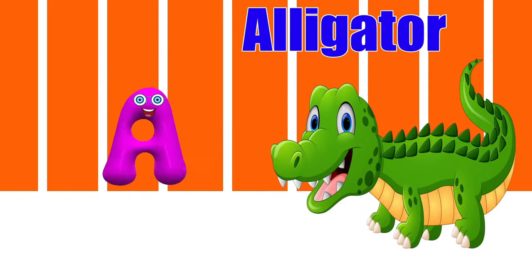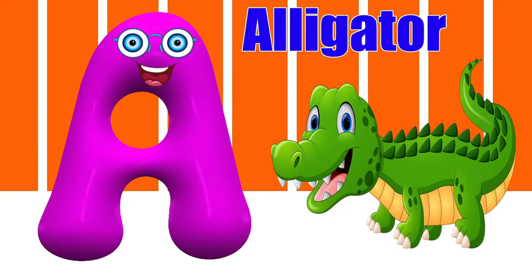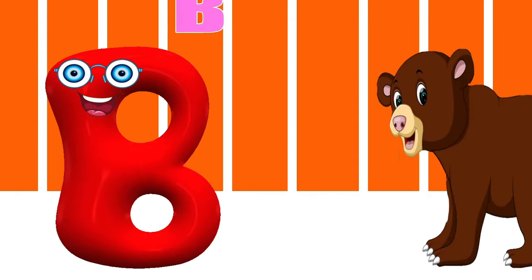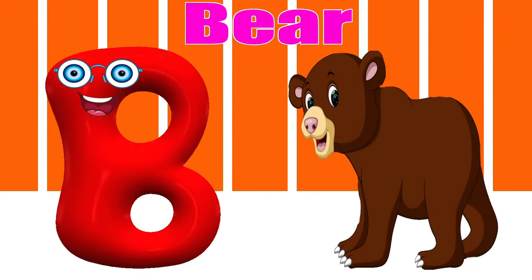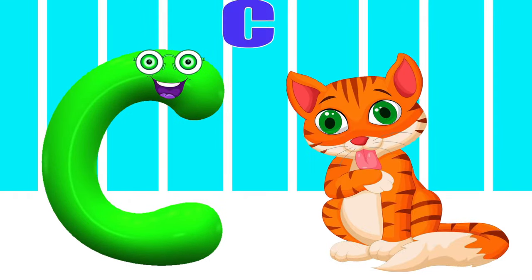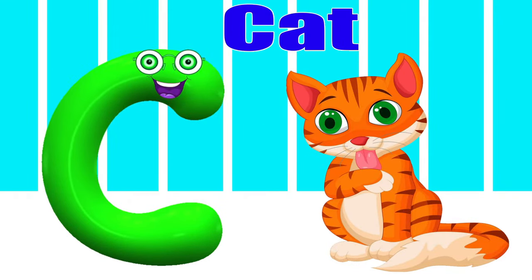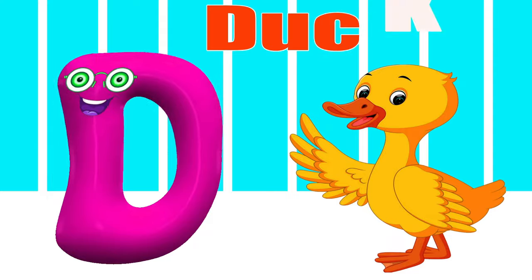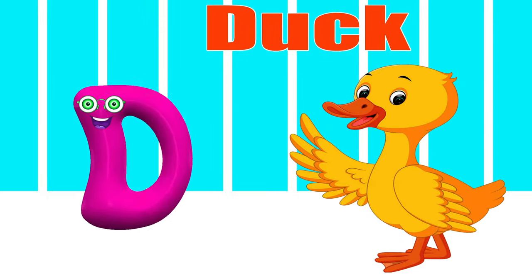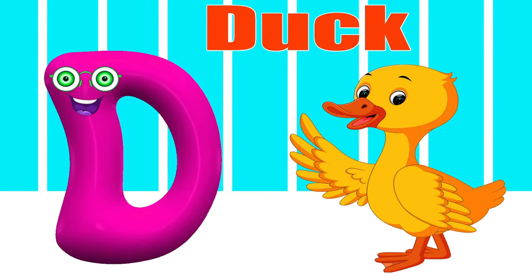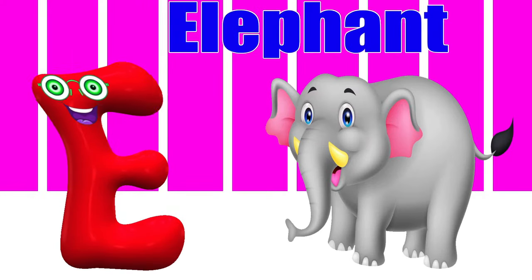A is for alligator. Alligator. A, alligator. B is for bear. Bear. B, bear. C is for cat. Cat. C, cat. D is for duck. Duck. D, duck. E is for elephant. Elephant.